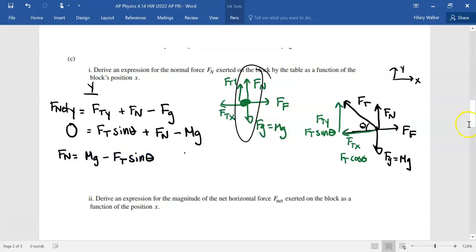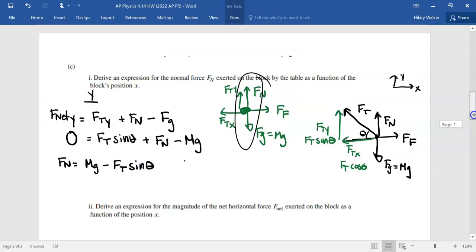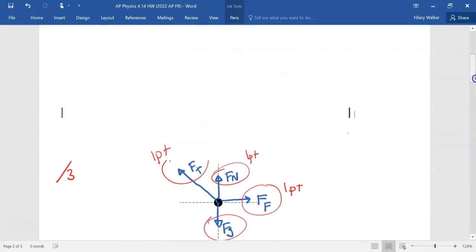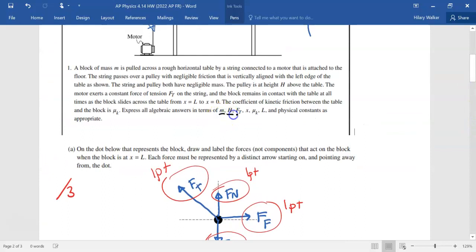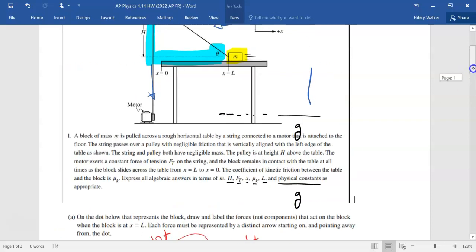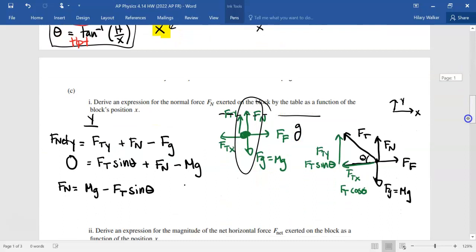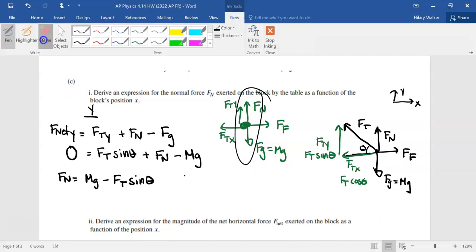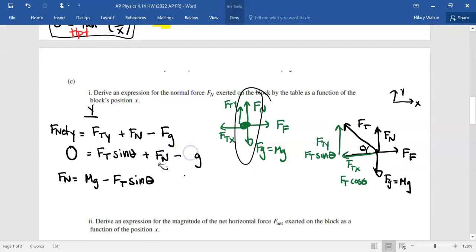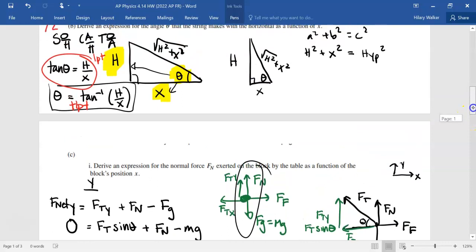Okay, let's just go back to our original problem to see what's allowed in our final answer. So in our final answer, we're only allowed m, h, ftx, mu, k, l, and physical constants. So that would be like acceleration due to gravity, g. So we are not interested. Okay, and one little thing I noticed, I did a silly mistake. They used little m, so I should be using little m instead of big M for the math. Okay, we're not allowed to have like theta in our final answer. So we got to figure out what theta is essentially equal to.